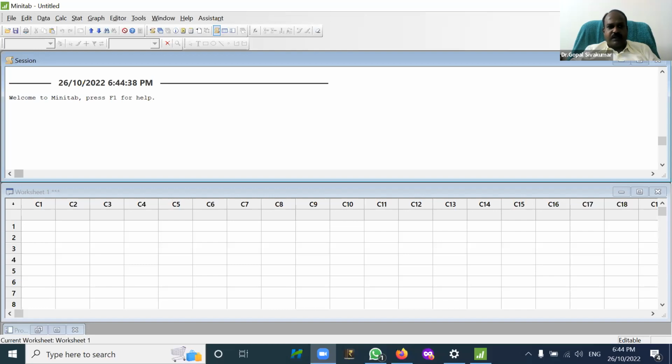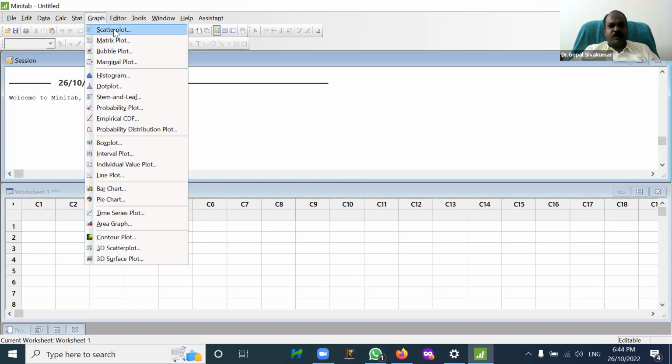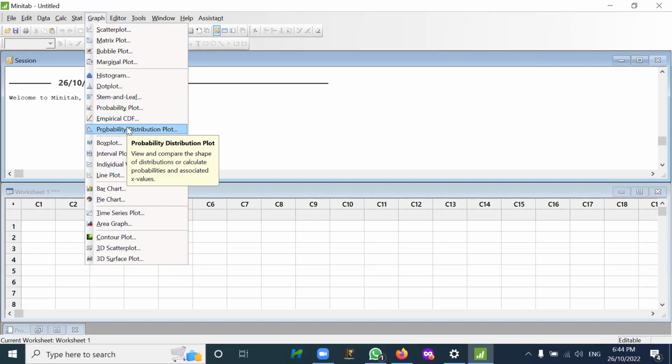How can I share my screen? Are you on a laptop? In the bottom, can you see the upward green color arrow? Yes. Now you have shared. Now we could see your Minitab. Fantastic. Go to Graph, then Probability Distribution Plot.